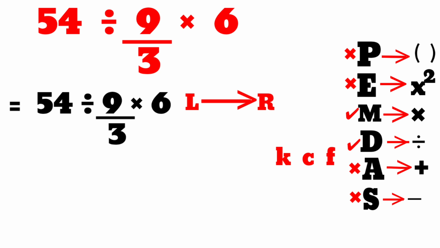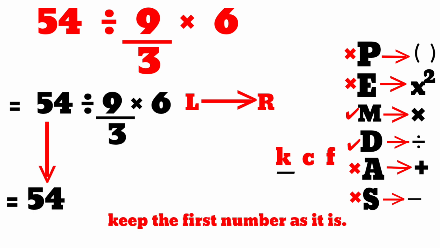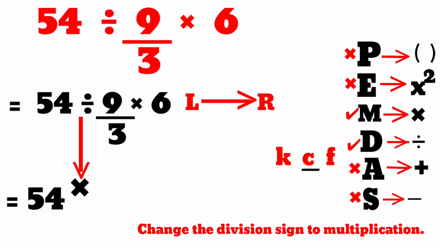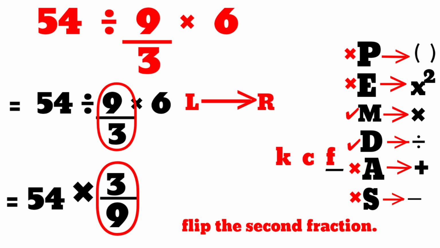Use the rule of KCF. K stands for keep the first number as it is, like this 54. C stands for change the division sign to multiplication, like this. F stands for flip the second fraction, like this 9 upon 3 becomes 3 upon 9. 54 times 3 upon 9 times 6.